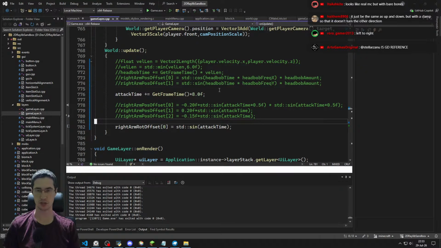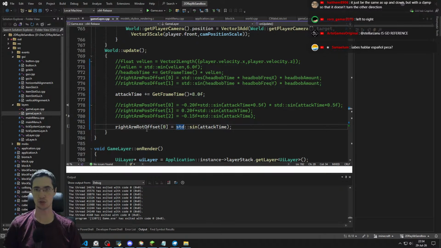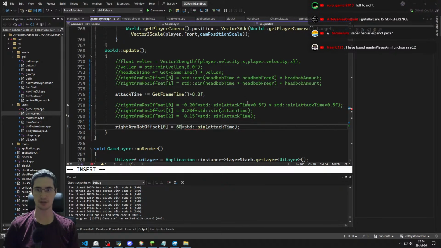Let's ignore the position. Let's just do the x-axis rotation, which should be up and down. Let's do big rotations, like 60. Let's do big rotation, offset.